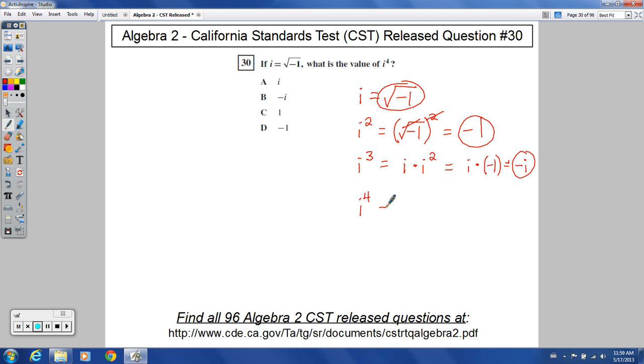Now what we want to know for our final answer, what's i to the fourth? Another way to write that, the simplest way to do this I think, is to just say that's i squared times i squared. And i squared is equal to negative 1. So what you really have here is negative 1 times negative 1. It's all it comes down to. Negative times a negative makes a positive, and 1 times 1 will be 1. Your final answer for number 30, choice C.